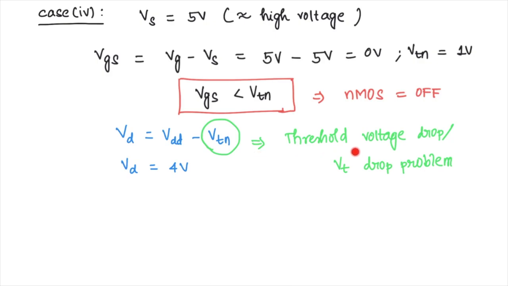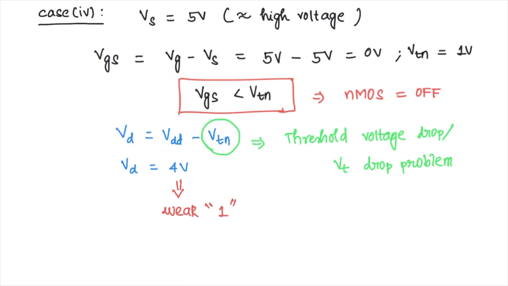Because of this threshold voltage problem, when you are applying a high input voltage at the source terminal as an input, your drain will not allow a strong 1 to be passed. Rather, it is only passing a voltage which is just less than 1 threshold voltage from the supply voltage, which is not a strong 1. Rather, we call this a weak 1. So that is the reason nMOS is capable of passing weak 1 and a strong 0.